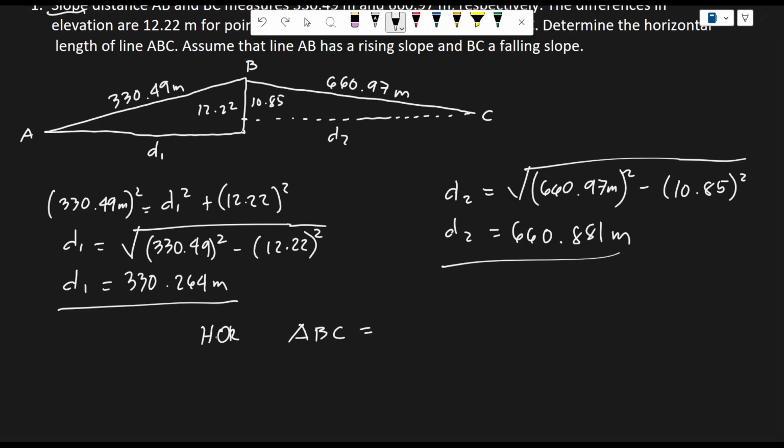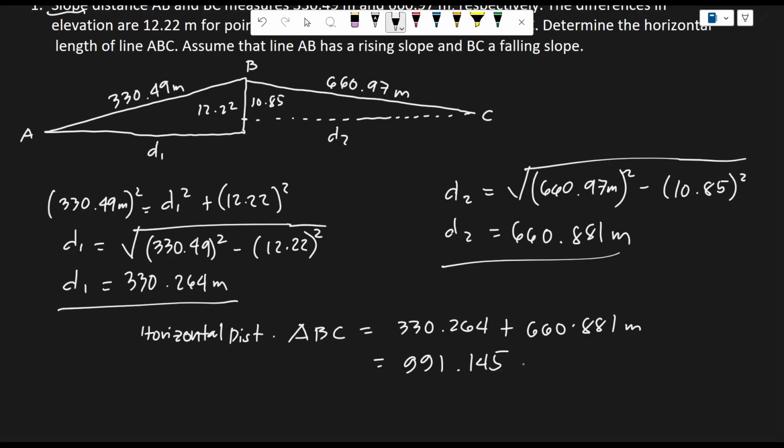Now the length of line ABC, the horizontal distance, will be equal to 330.264 plus 660.881 meters. So you will get 991.145. That is our answer.